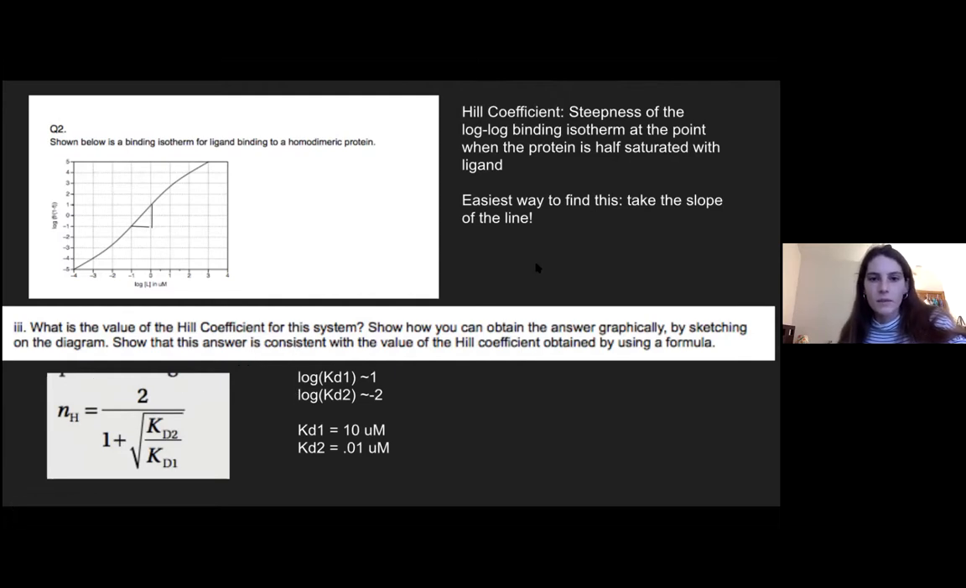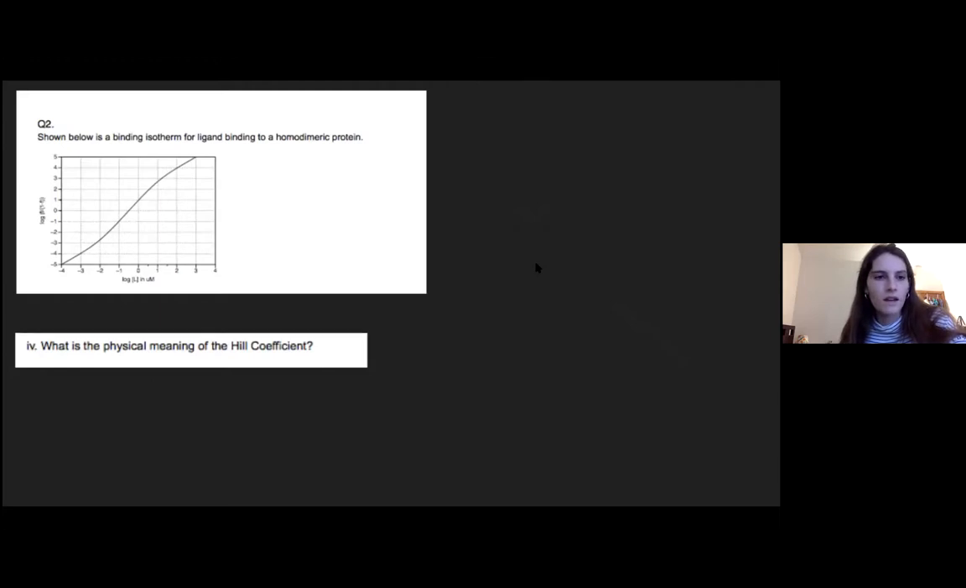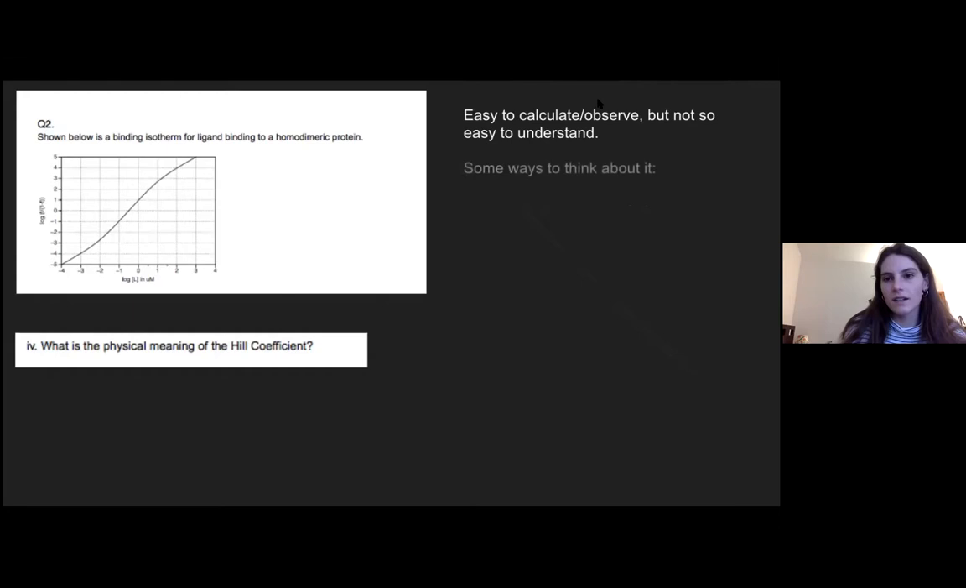That's just approximate. And then the last portion of the question is asking what's the physical meaning of the Hill coefficient. You can see it's pretty easy to solve if you're using either the slope or even the equation, but it's also important to understand what it means for practical use. It's pretty easy to calculate or observe, but it's not as easy to understand.